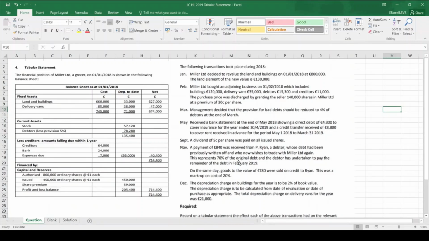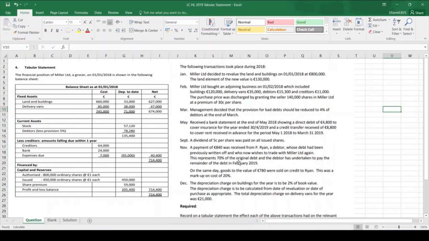The next month, November, a payment of 840 was received from a debtor who had previously been written off and now wishes to trade with us again. So this 840 represents 70% of the original debt, and he is going to pay the remainder next year. Because he's paying us on the same day, goods to the value of 780 were sold on credit to Ryan. This was a markup on cost of 20%.